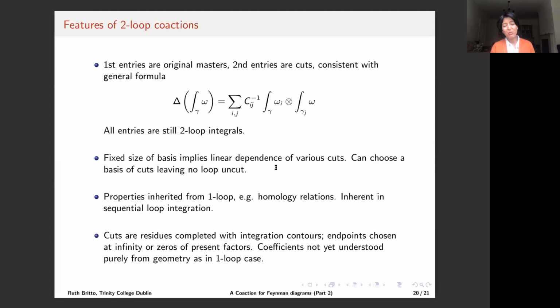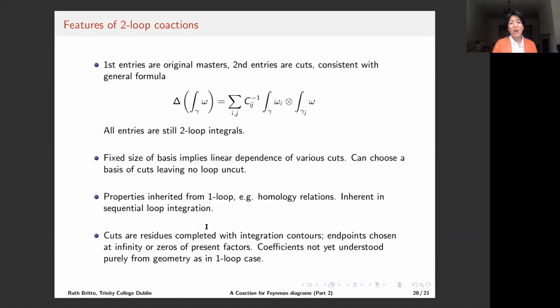You've noticed we're heavily using the maximal cuts. That is one principle you can use to narrow down the basis. And that ties in with the fact that, of course, to actually carry out these integrals, we are doing it loop by loop. And so properties will be inherited from what we found at 1 loop. For example, the homology relations and figuring out what to do with infinity, which, as Simon mentioned yesterday, is quite a difficult problem.